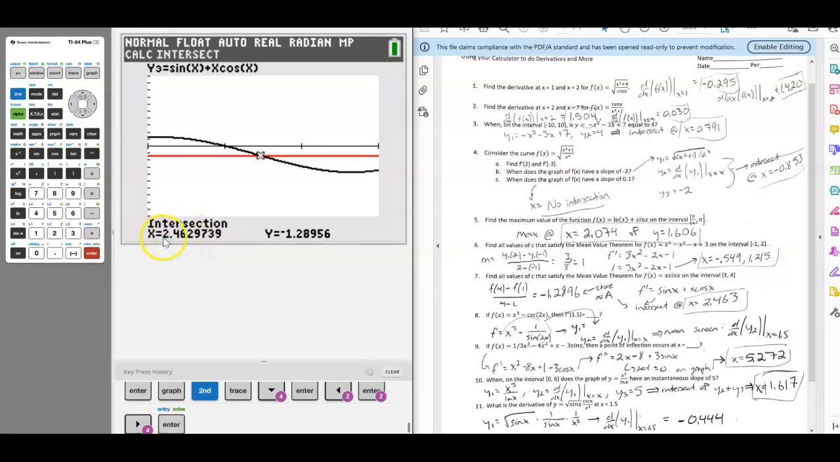2.4629, which I'm going to round up to 2.463. And that's what I got right here. Sweet. Hopefully we're good with that.